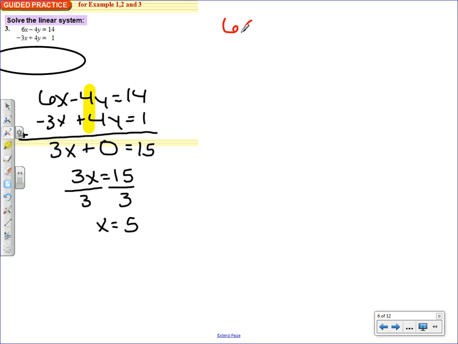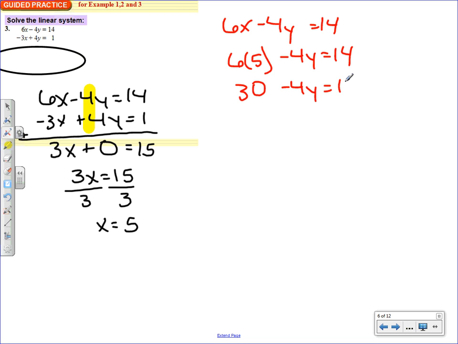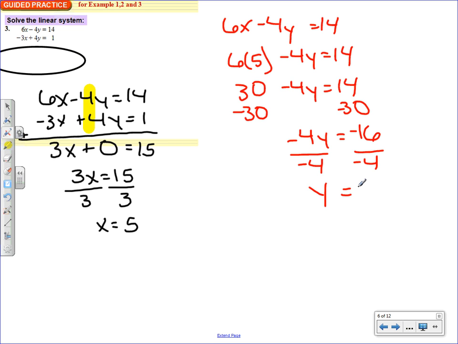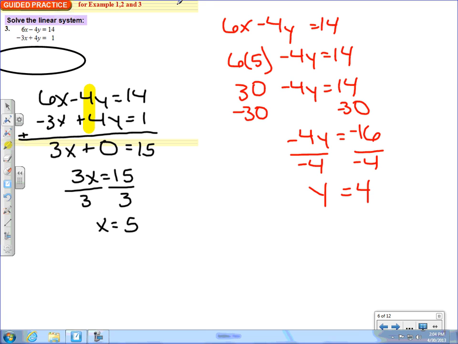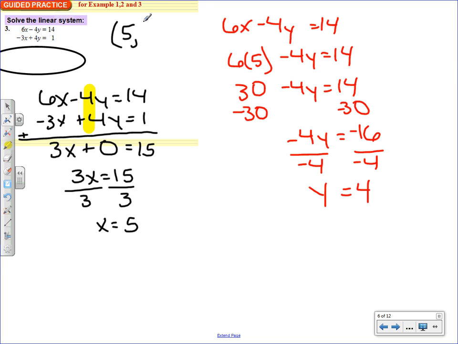Picking either equation, I'll stick with the first one on this one. Your choice. You can get the correct answer by substituting into either original equation. 6 instead of x, I'm going to put in 5. 6 times 5 minus 4y equals 14. 30 minus 4y equals 14. If I subtract 30 from both sides, negative 4y equals negative 16. Divide both sides by negative 4. The value of y, negative 16 divided by negative 4, would give us a positive 4. So our final answer here, our x value is 5, our y value is 4.